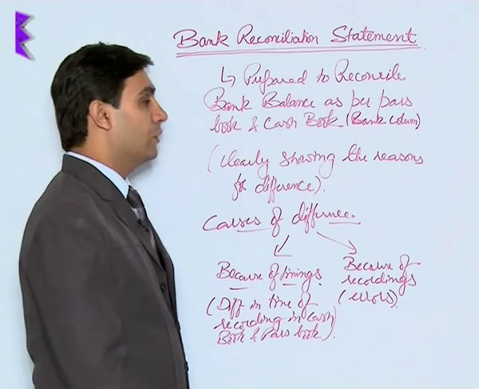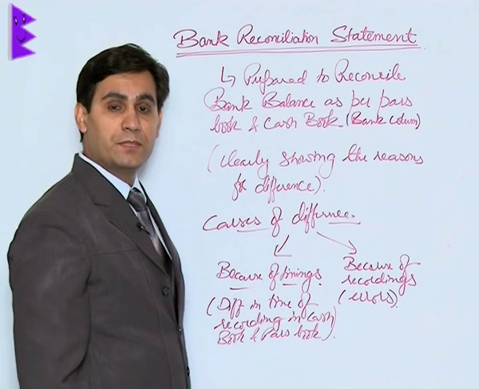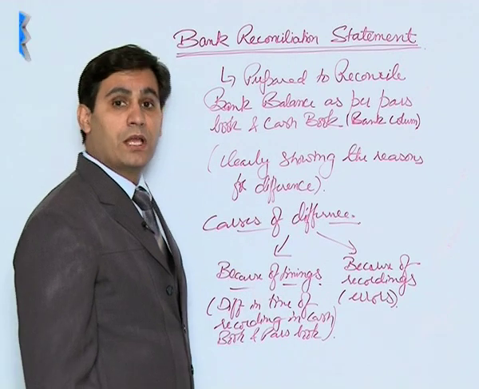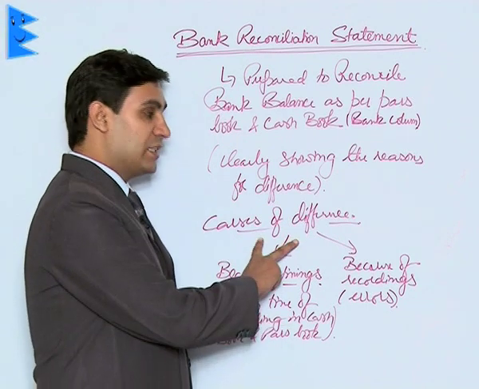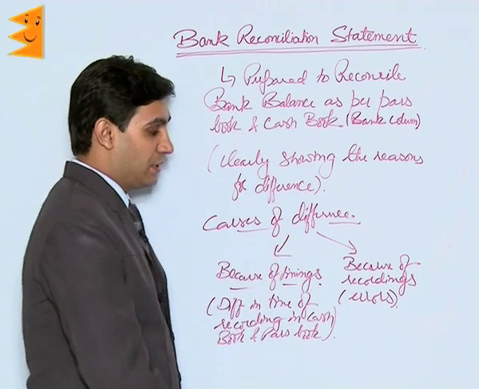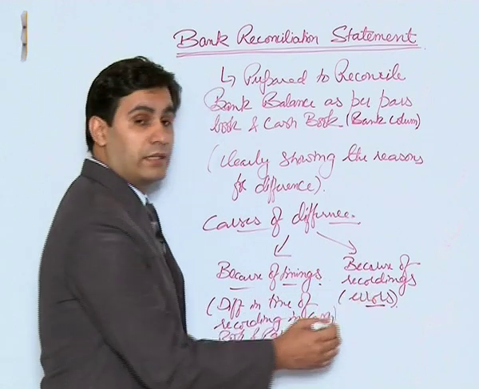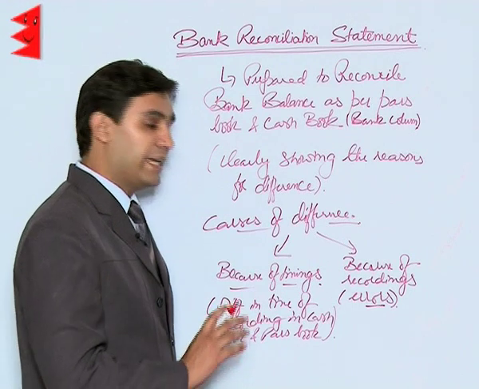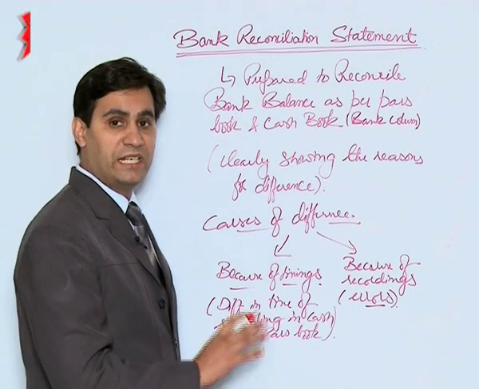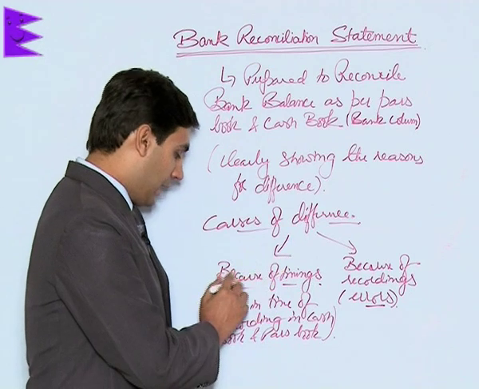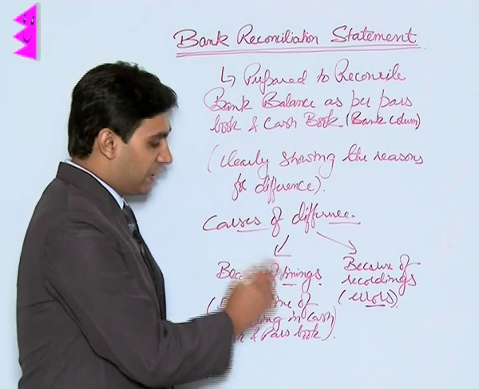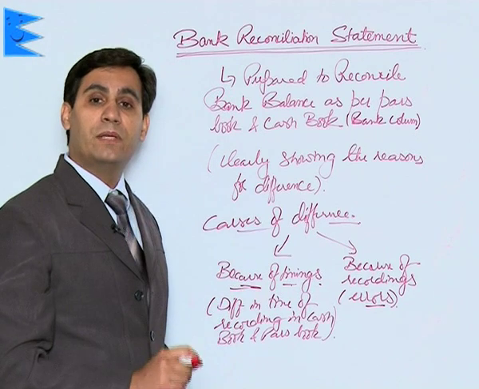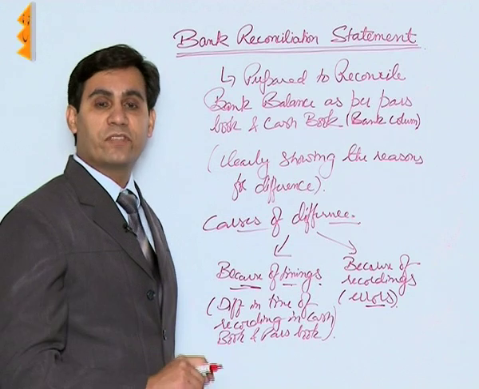So now we know that the bank reconciliation statement is prepared to reconcile the difference, and it clearly shows the reasons for difference. Now what are the reasons for difference? The reasons for the differences can be twofold. It can be because of errors, that is, errors of recording in the passbook or in the cash book. They are genuine errors and need to be rectified after detailed investigation. Or there can be a difference because of timings, that is, an entry which has been recorded in the cash book has not yet been recorded in the passbook, or there is a difference in the date.